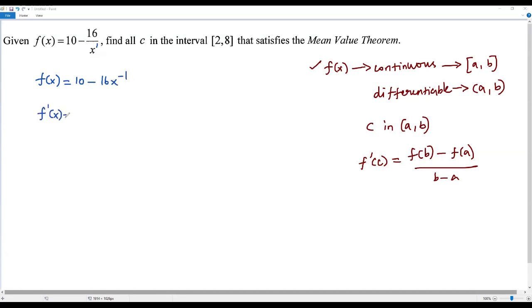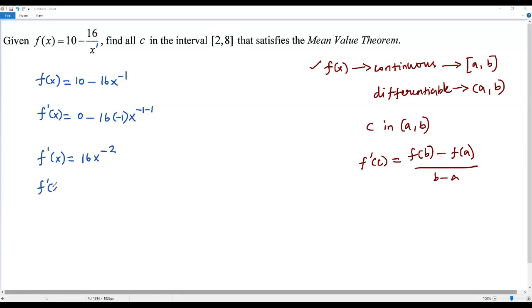So f prime of x equals the derivative of the constant 10, which is 0, plus negative 16 times the derivative of x to the negative first power. 16 is a constant multiplied by the variable, so I keep the constant as it is. For the derivative of x to the negative first power, I use the power rule: bring the exponent in front of the variable, then subtract 1 from the exponent. Ignoring the 0, negative 16 times negative 1 becomes positive 16, x to the negative second power.